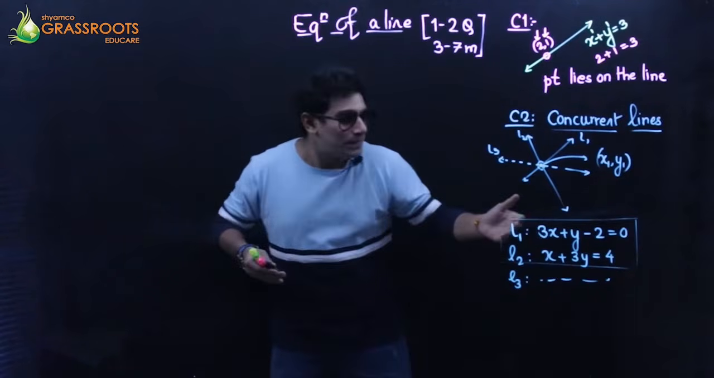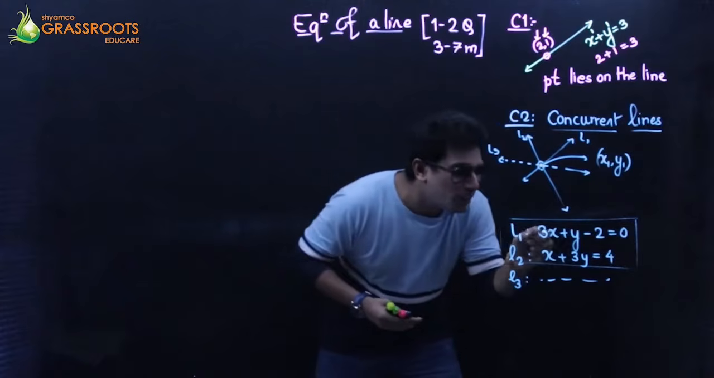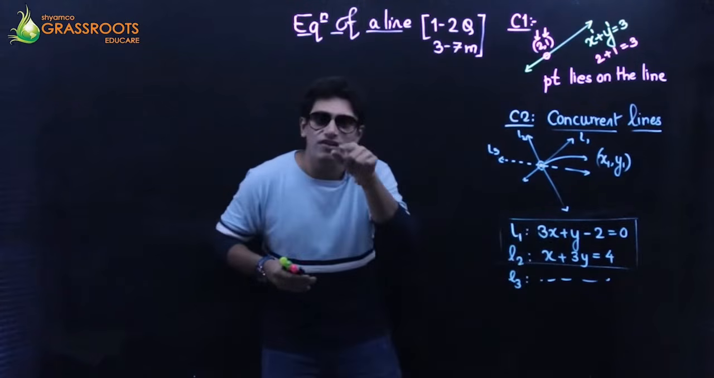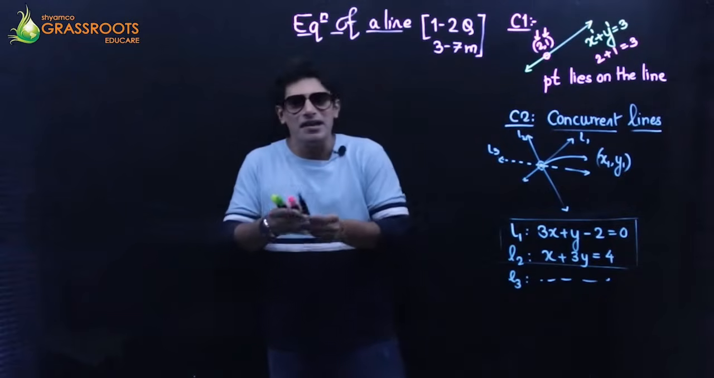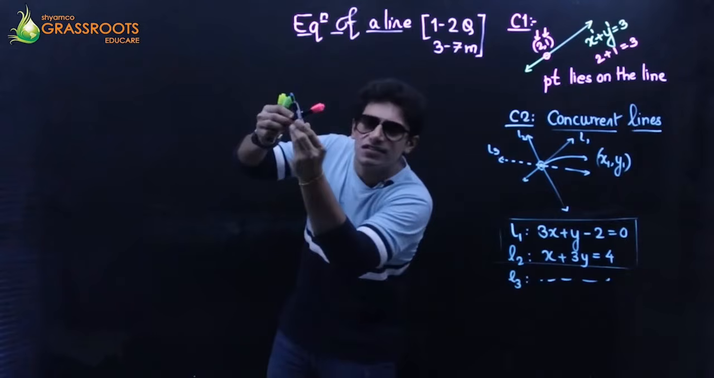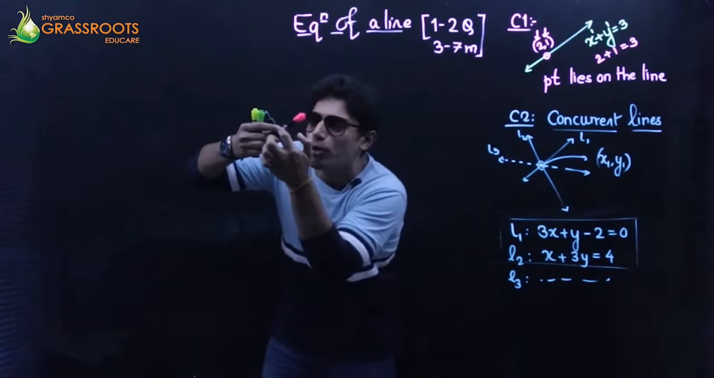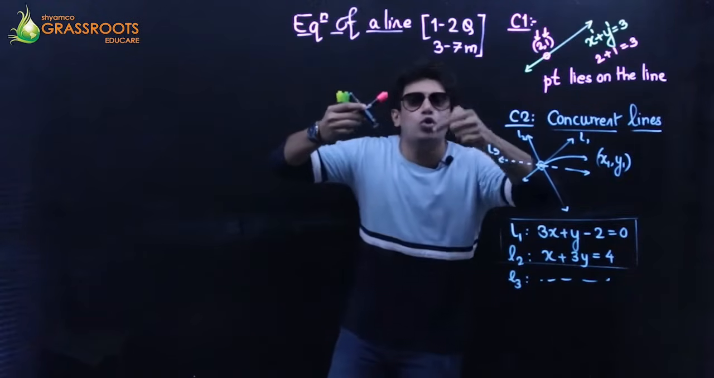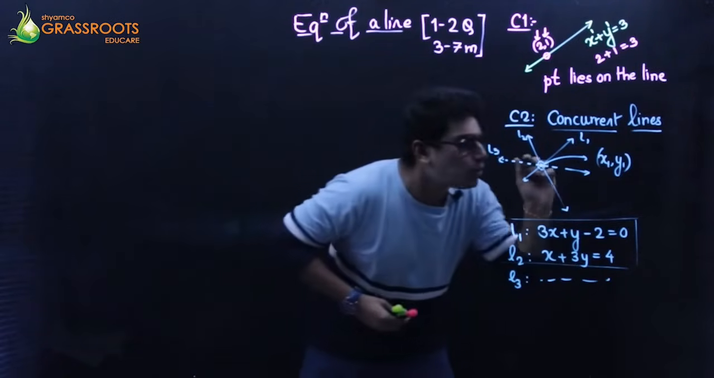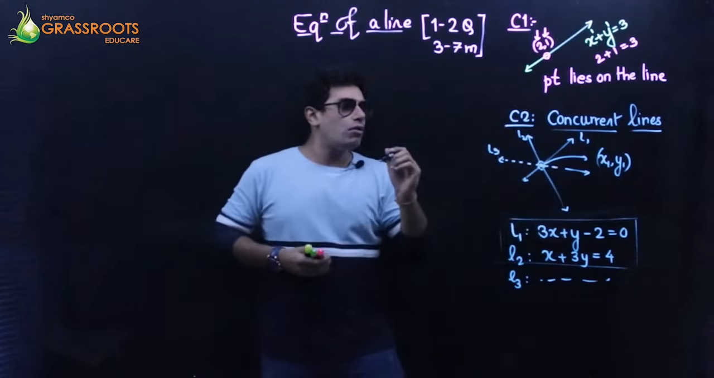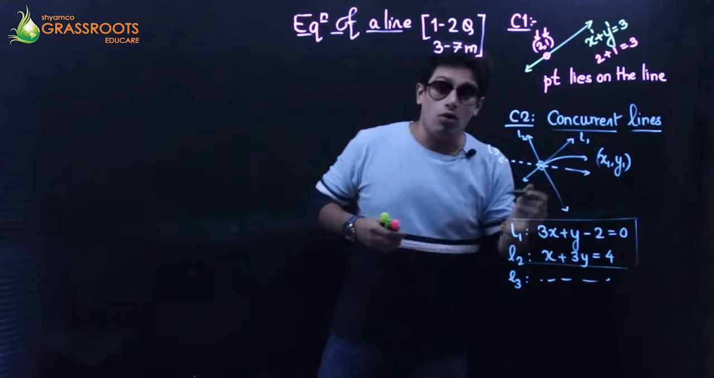If you solve them by elimination or substitution method, you will find the values of x and y. Now, what is x and y? Whenever 2 lines are solved simultaneously, you actually get x, y, and that x, y is the point of intersection. It is the point through which both the lines pass. It's the point of intersection of the 2 lines. Now, the third line also passes through that point.